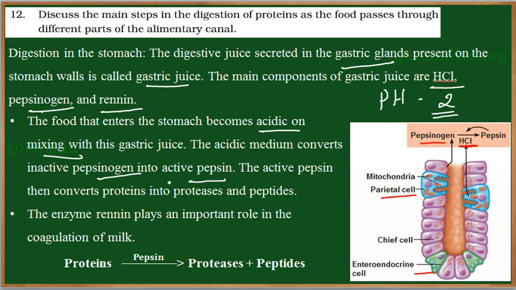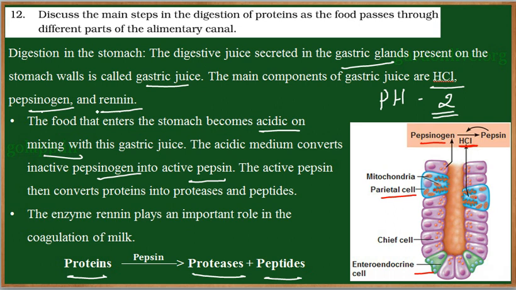So first let us see how pepsin works. Pepsin acts upon protein. Protein is a polypeptide. It breaks the proteins into proteases and peptides. Peptides are nothing but short chains of amino acids, which are smaller compared to the length of a protein. So it breaks the protein into peptides and proteases.